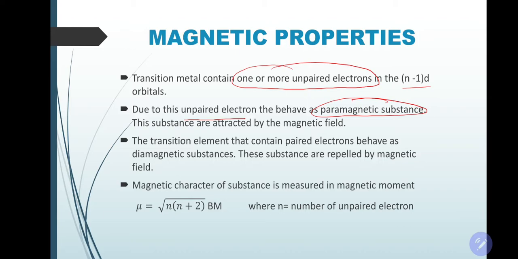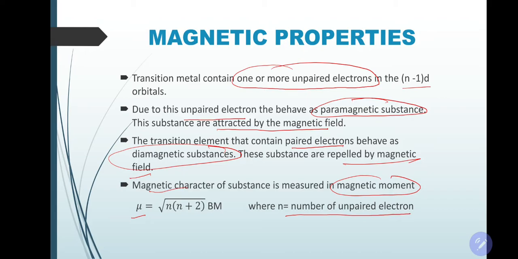So what does paramagnetic property mean? They are attracted by a magnetic field. So d block elements are mostly attracted by the magnetic field. The transition elements that contain paired electrons behave as diamagnetic substances, and they are repelled by the magnetic field. The magnetic character of a substance is measured in terms of magnetic moment, which is given by root of n(n+2) BM, where n is the number of unpaired electrons.